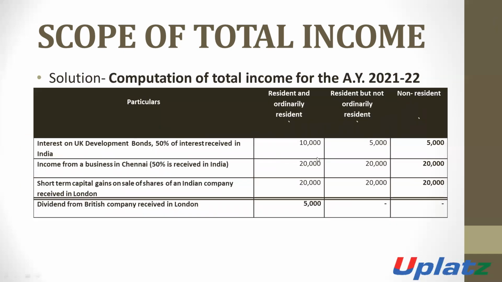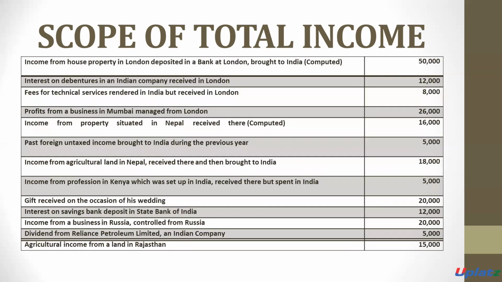So total 10,000 will be taxable in the hands of resident and ordinary resident. But in the case of resident and not ordinary resident or the non-resident, only the income which is received in India will be taxable.